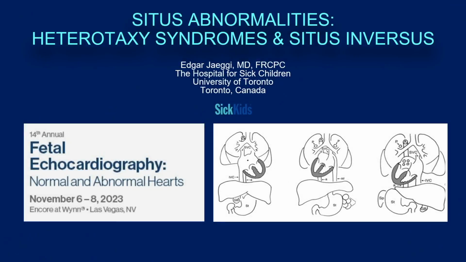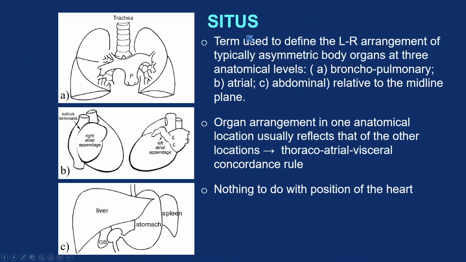So the topic I was asked to talk about is heterotaxy, but I usually include situs inversus because we talk about situs abnormalities. First, I would like to define the term situs. The term is used to define the normal or abnormal left-right arrangement of typically asymmetric body organs at three anatomical levels: at the level of the bronchopulmonary system, the atria of the heart, and the abdominal or visceral arrangement relative to the midline plane, so the left-right orientation of organs.